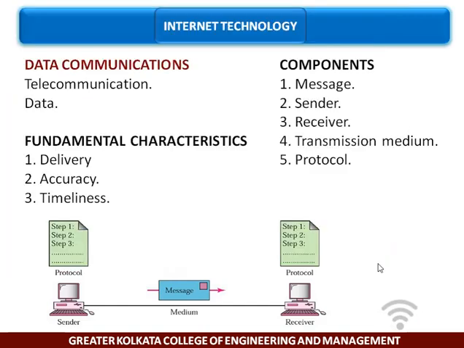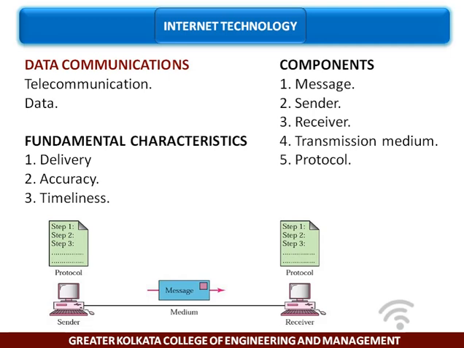Now the next thing we need to know is the components. A data communication system has 5 components. Number one is message. Number two, sender, then receiver, transmission medium, and the protocol.